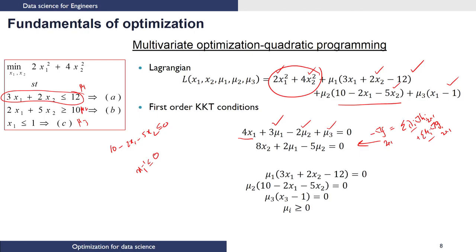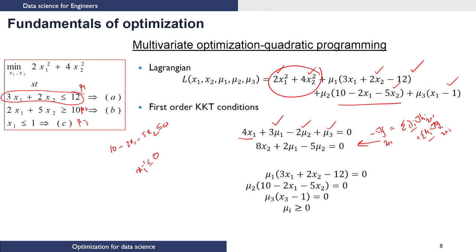If you notice all of this, you see that I have two equations. However, I have 5 variables that I need to compute. I need to compute a value for x1, I need to compute a value for x2, and then I need to compute mu 1, mu 2 and mu 3. So, let us see how we do that.